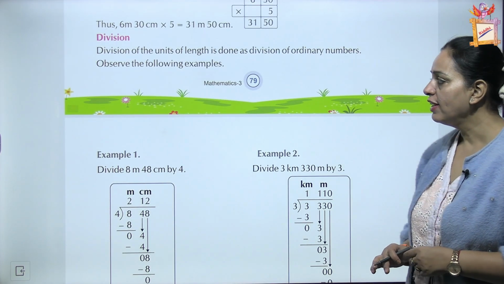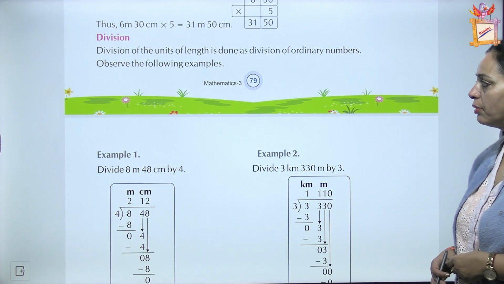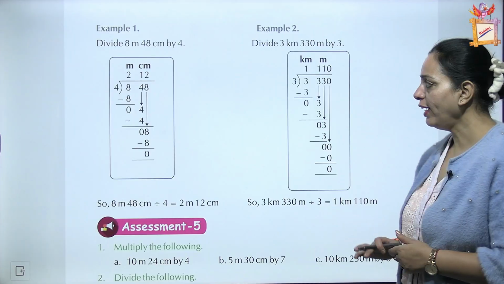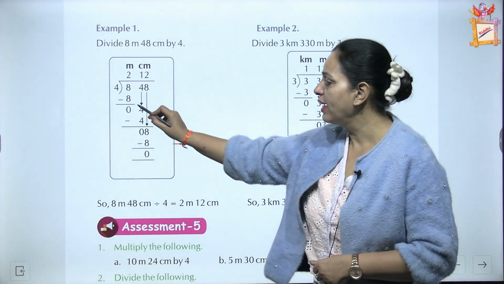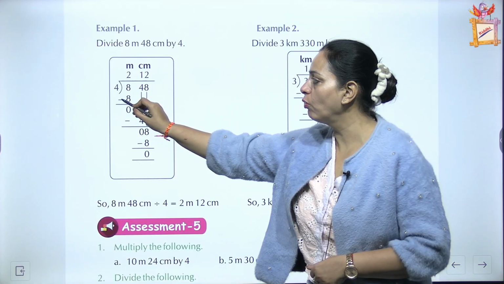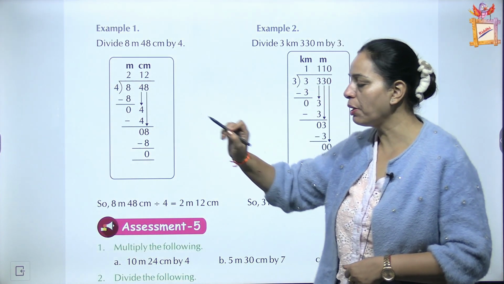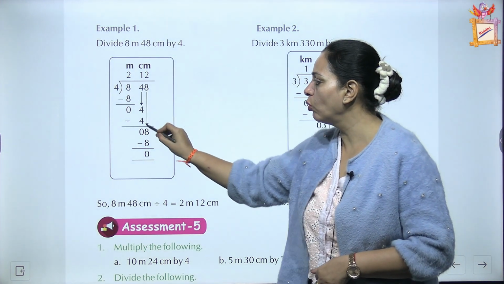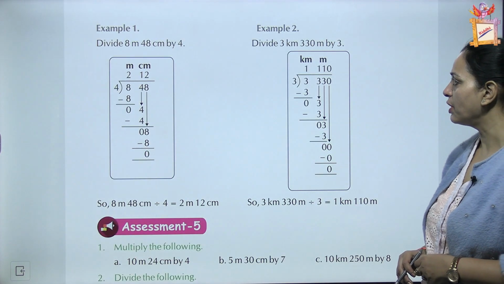Now division of the units of length is done as division of ordinary numbers. Observe these examples. Example 1, divide 8 meter 48 centimeter by 4. So write it like this, 8 48 by 4, 4 2s are 8, so 2 meter. Now centimeter part starts, so 4 1s are 4, 1 here, 4 2s are 8. So this is 2 meter 12 centimeter.